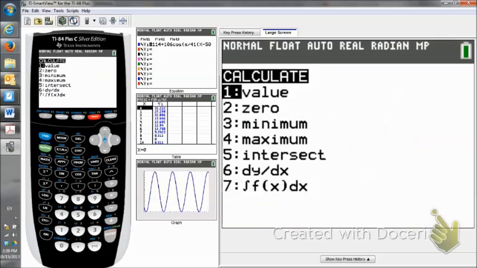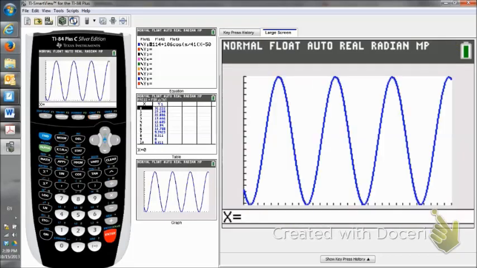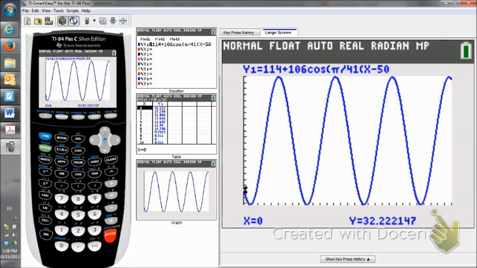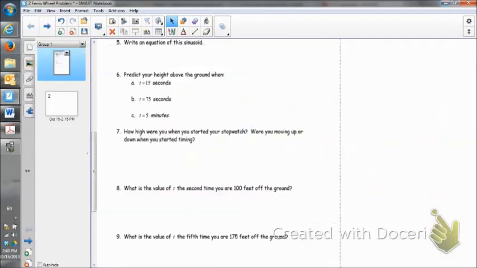When x equals 0, what does it tell me? So it tells me that my y value is 32 feet. So I'm 32 feet in the air before I even started to move. And then after that, if you look, that height decreases. So that means after 32 feet, I am going down. Okay, so what that means here is when I started my stopwatch, that told me my height. And then I was moving down as I started timing.